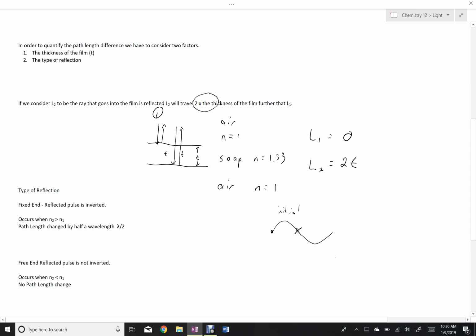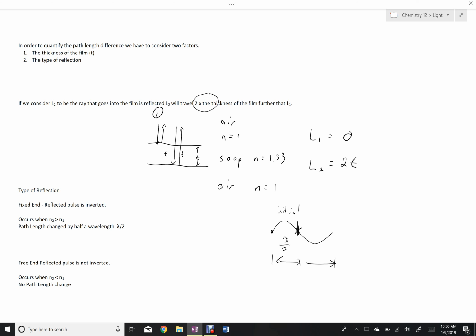That, if this is an entire wavelength, is like it shifted or traveled half of its wavelength. And so when we want to consider a fixed end reflection, or we want to cause the pulse to appear inverted, the way we can do that is we can change the path length by half of a wavelength.